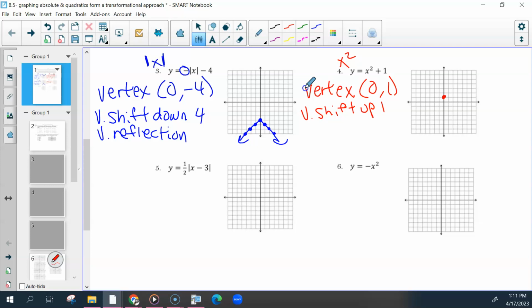So then from this, go right 1, up 1. Left 1, up 1. This I would try to remember, or again, use your calculator to graph. And then usually it goes right 2, up 4. So from the vertex, right 2, go up 4. From the vertex, left 2, up 4. Just like that.